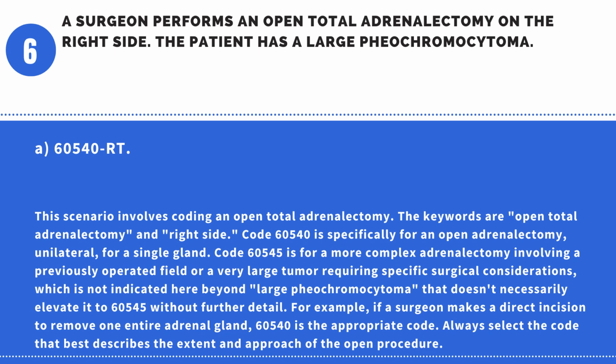Code 60545 is for a more complex adrenalectomy involving a previously operated field or a very large tumor requiring specific surgical considerations, which is not indicated here. A large pheochromocytoma doesn't necessarily elevate it to 60545 without further detail. For example, if a surgeon makes a direct incision to remove one entire adrenal gland, 60540 is the appropriate code. Always select the code that best describes the extent and approach of the open procedure.